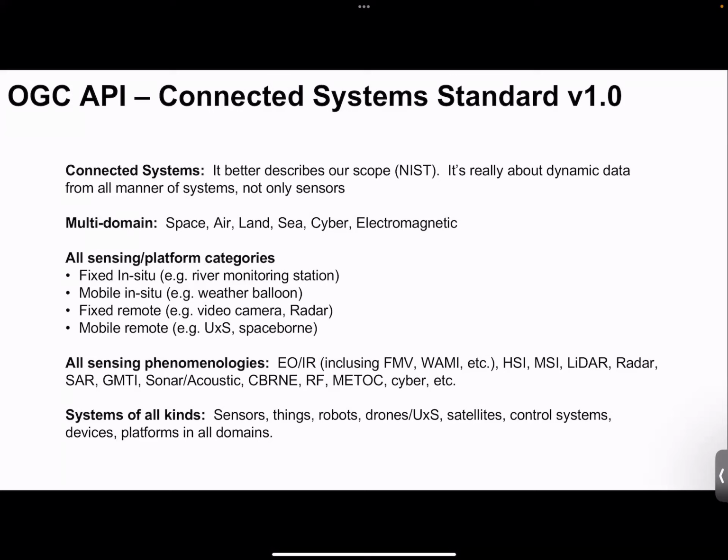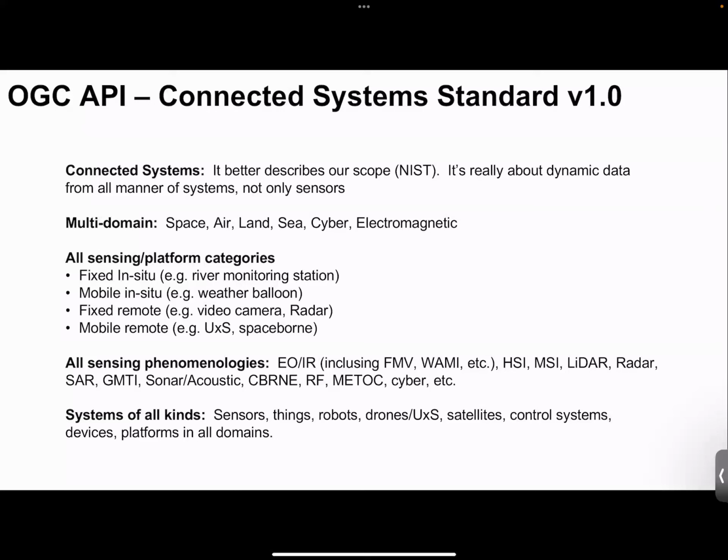All domains: space, air, land, sea, cyber, electromagnetic. That probably shows that I'm a bit of a DoD bubba. I've spent a lot of the past quarter century there. They talk about domains, all-domain warfare, working in space, air, land, sea, cyber, and electromagnetic, which are the different domains that this whole set of standards works with. I already talked about fixed in situ, mobile in situ, fixed remote, mobile remote, right? Got to be able to support all those things. All phenomenologies. We could talk about phenomenologies all day long if you want to.